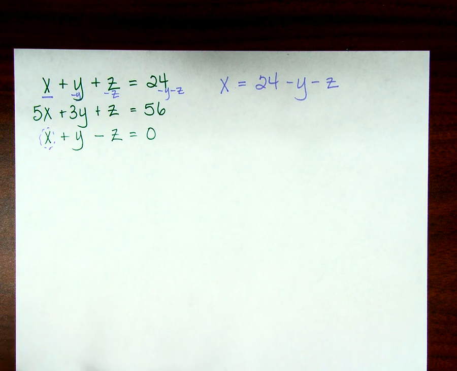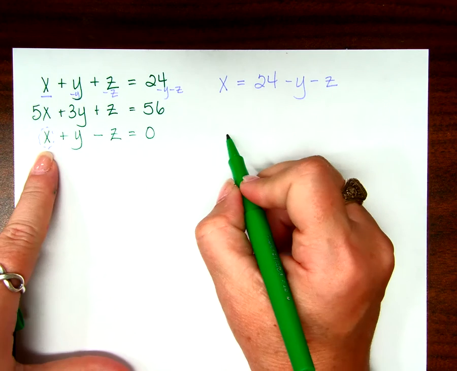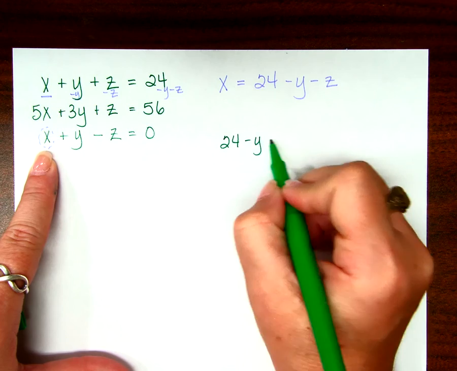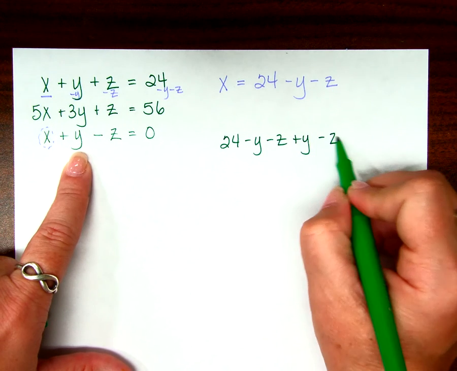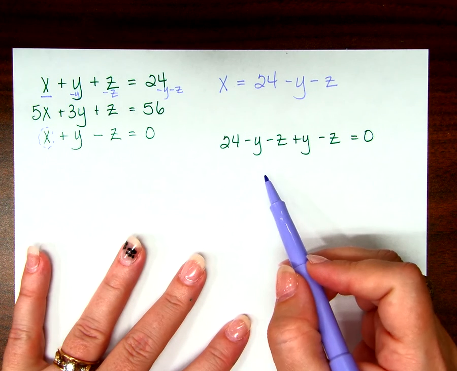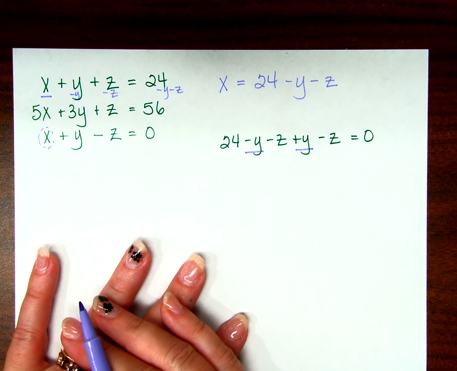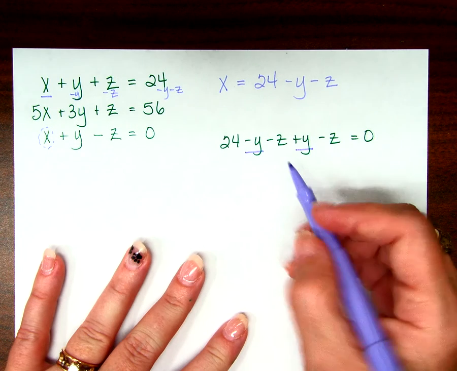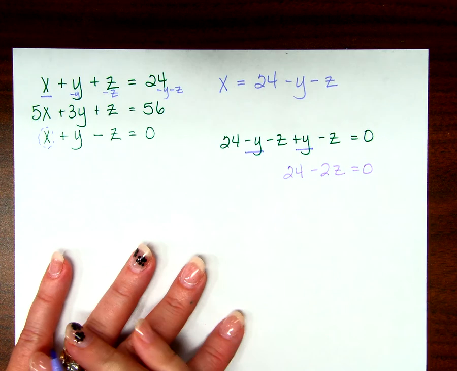So I'm going to rewrite that problem, but instead of writing x, I'm going to write what I know x equals. So I'm going to write 24 minus y minus z, because that's what x equals, and then plus y minus z equals 0. Now, as it turns out, you made a very good choice. Look what happens. If I combine my two y's, what do I get? It cancels out. That's 0. So I ended up with 24 minus 2z equals 0.